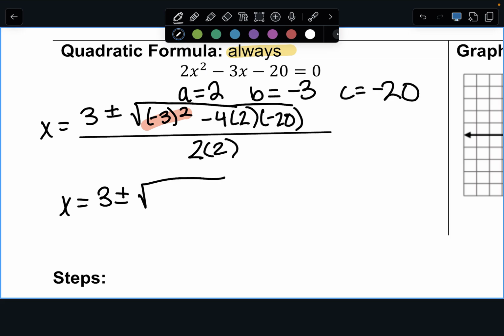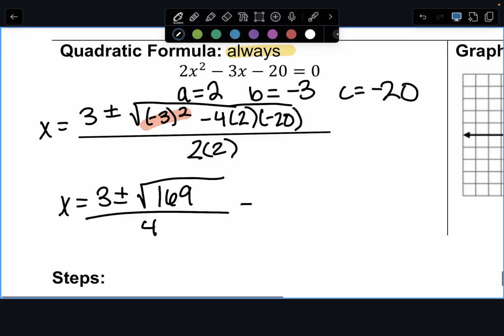So, negative 3 squared is 9. This comes out to 160, so 9 plus 160, 169. You can do that in your head, you can do it in the calculator, but that's really where your calculator usage stops. Unless you're just simplifying a fraction or something. Okay? What is the square root of 169? 13. So 3 plus or minus 13 over 4.